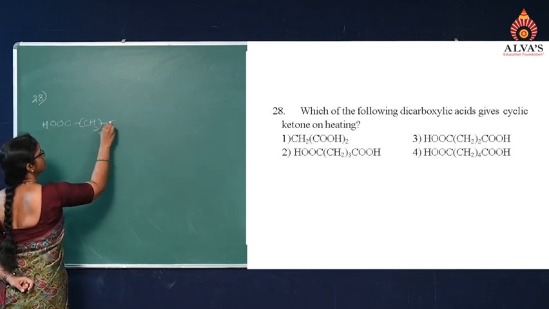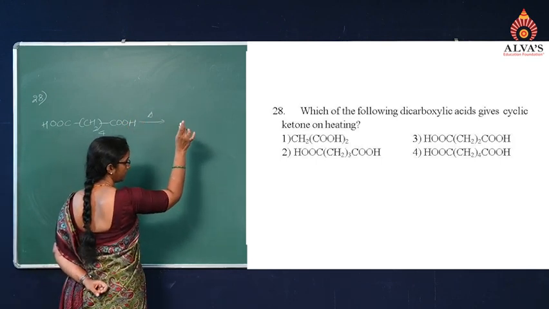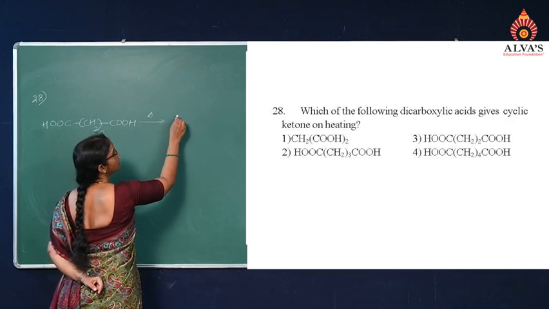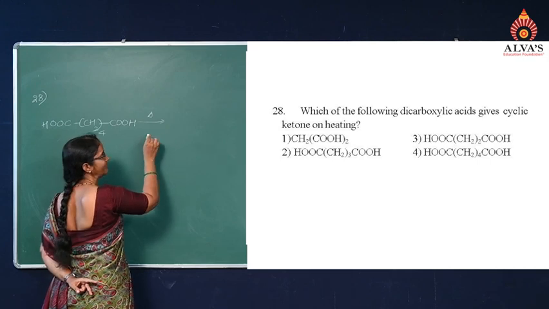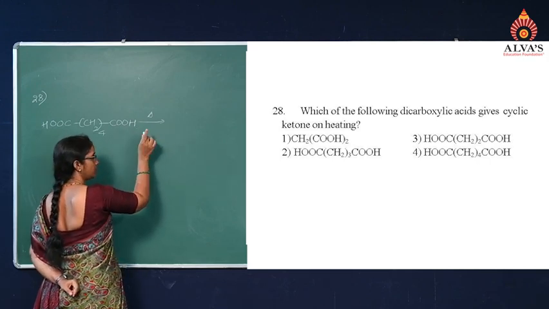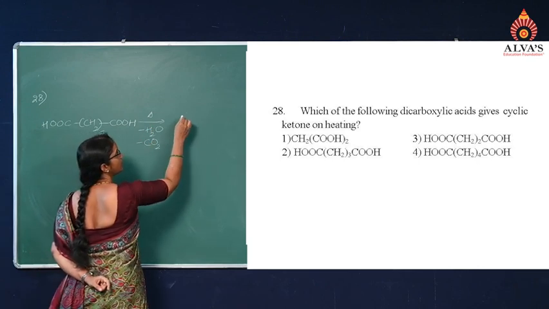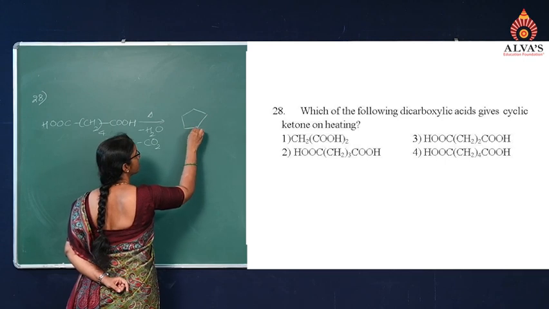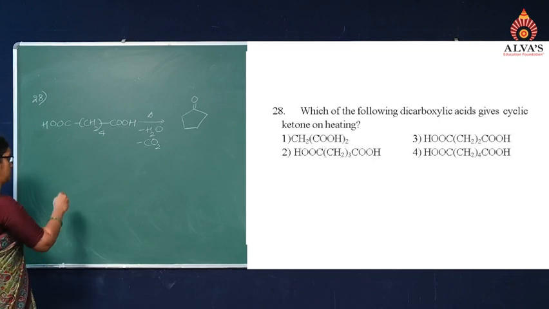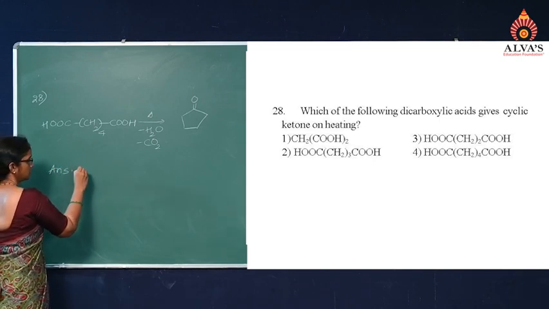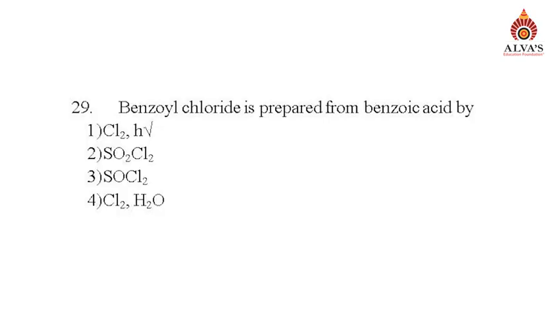CH2 4 times COOH. When you heat this dioic acid, it will undergo cyclization. It undergoes 2 stages. One is elimination of water molecule, and second is elimination of carbon dioxide. So it undergoes dehydration as well as decarboxylation, resulting in formation of a 5-membered ketone, that is cyclopentanone. So option for this question is option 4. The answer is 4th option. Question number 29.